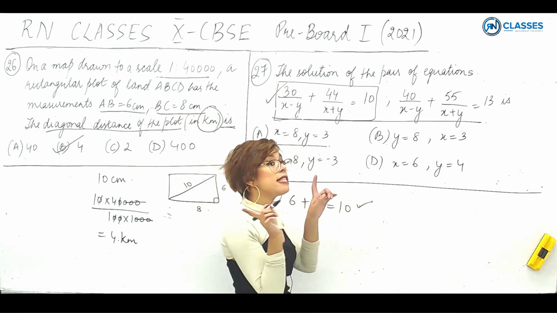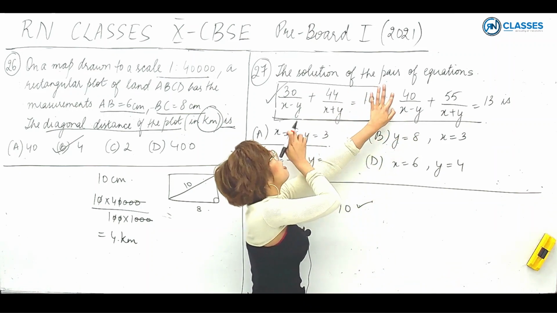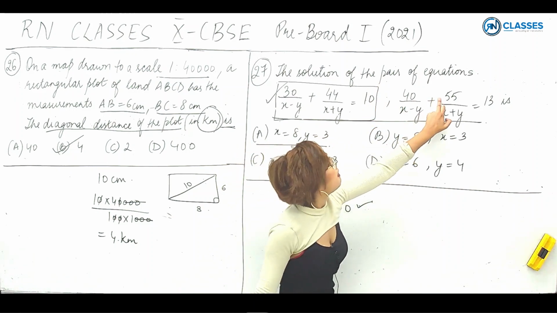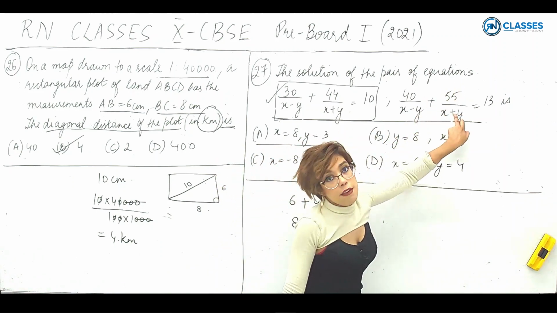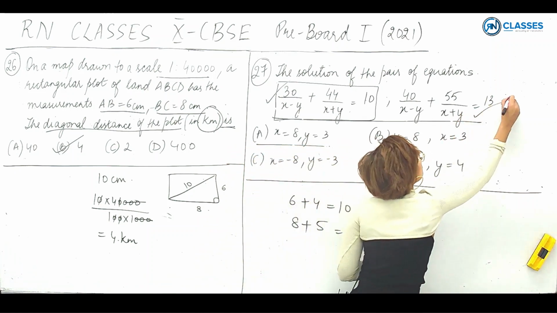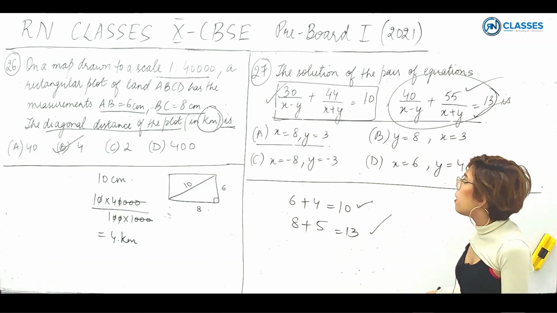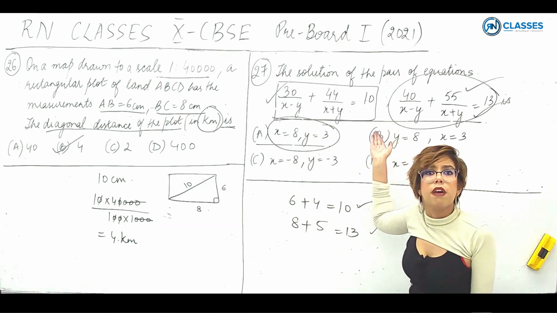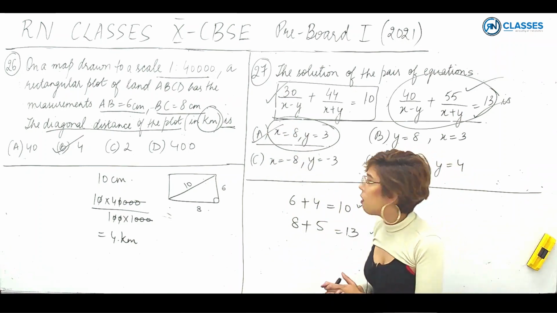Okay. Now let me check in the second equation as well. So 40 divided by x minus y, as in 8 minus 3, 5. So 40 divided by 5, that is 8. Plus 55 divided by x plus y. So 8 plus 3, 11. This is 55 by 11, which is 5. So 8 plus 5, which is equal to 13, which is the right hand side. So second equation is also satisfied. That means x is equal to 8 and y is equal to 3 is the solution of the pair. So that is the answer.